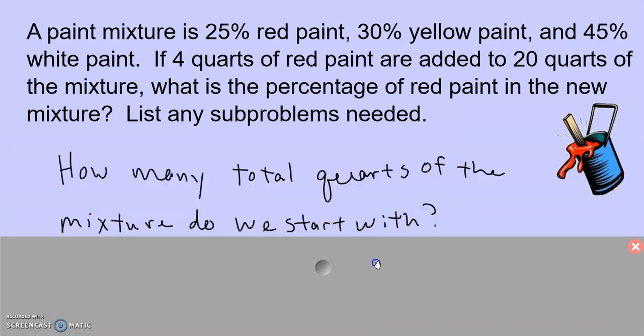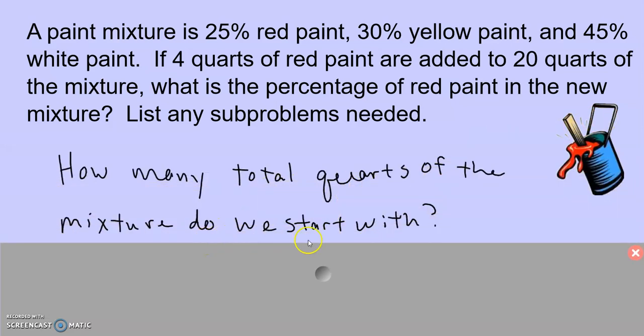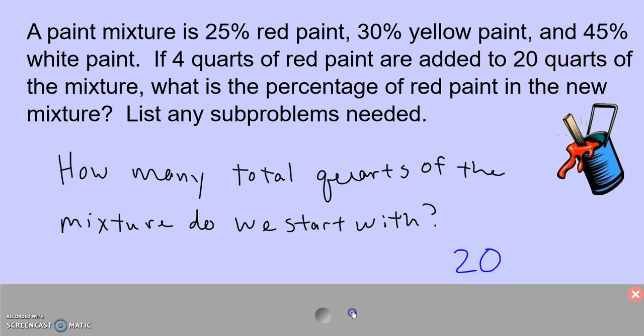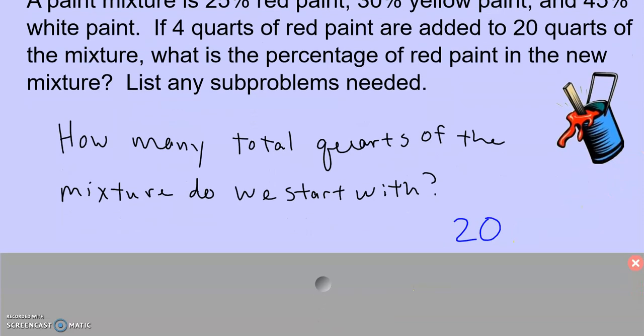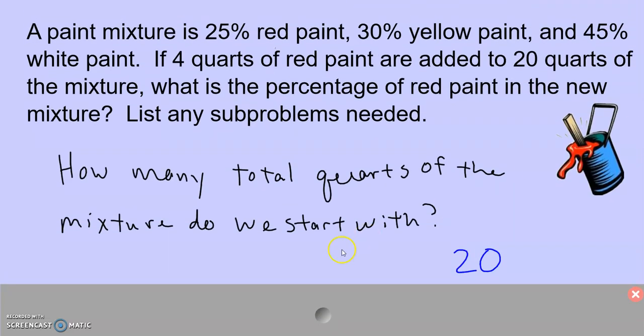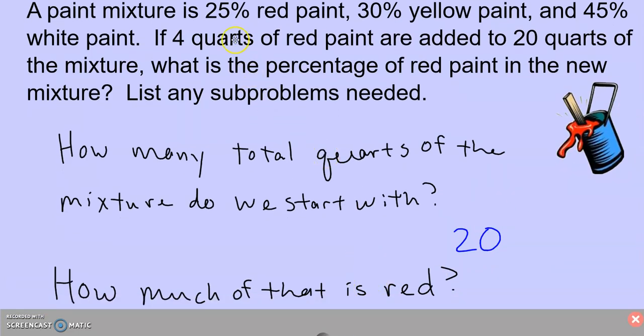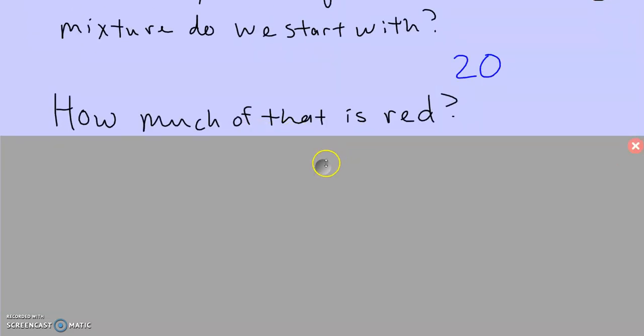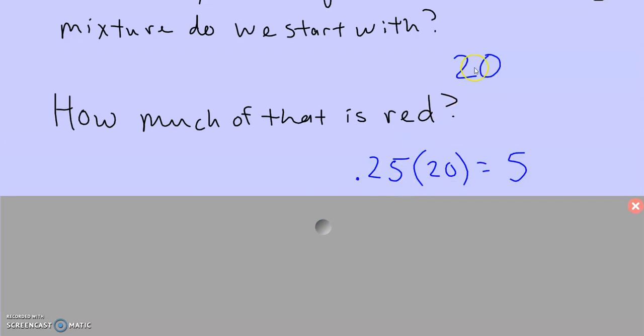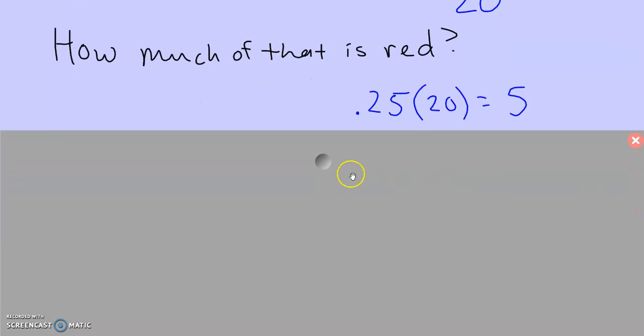First thing I'm going to start with, how many total quarts of mixture do we start with? That's given to us right here in the problem. 20. That's it. Then I want to figure out how much of that is red paint. We know that it's 25% red paint, so I'm going to figure out how many quarts of red paint that is by doing 25% of 20. So it's 5 quarts of red paint. So we're starting with 20 quarts of mixture. Of that mixture, 5 quarts are red.